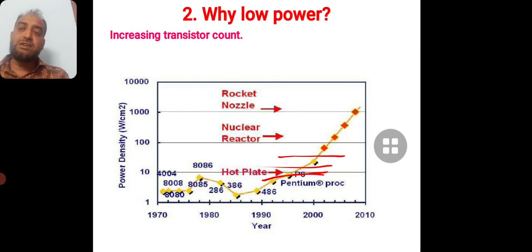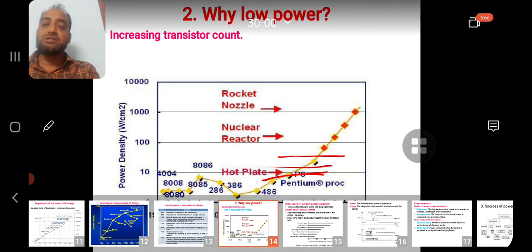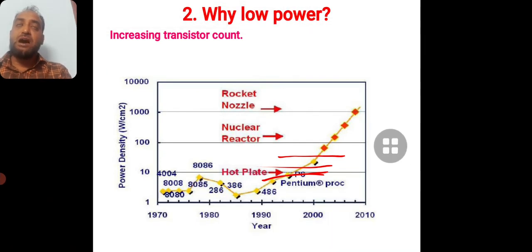The power density given here is 1 watt per centimeter square, 10 watt per centimeter square, 100 watt per centimeter square, and 1000 watt, like that. And the Pentium processors, which have many transistors on board, are consuming power almost equal to a nuclear reactor. In terms of power density, the power density of a processor is equal to that of a nuclear reactor.